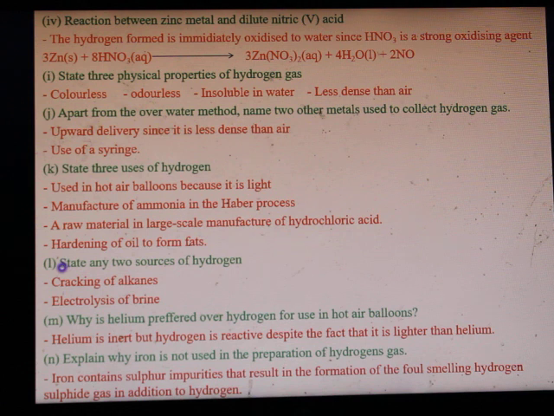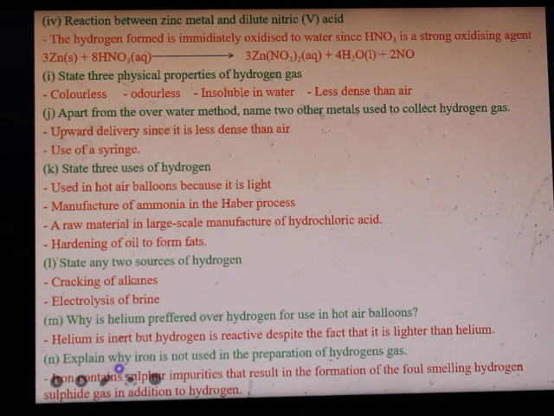Then you can be asked about the sources of hydrogen. You need to know the sources of hydrogen. You can get hydrogen from cracking of alkanes, and also from electrolysis of brine. Brine is a concentrated solution of sodium chloride. Then another thing is why is helium preferred over hydrogen for use in hot air balloons? The reason is because helium is inert, but hydrogen is reactive, despite the fact that it's lighter than helium.